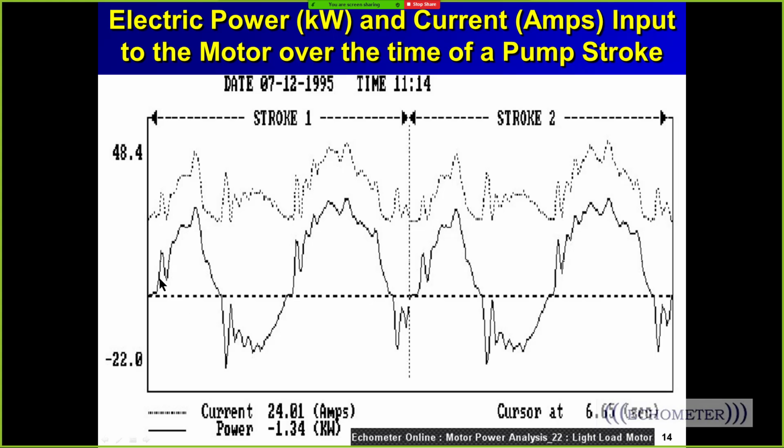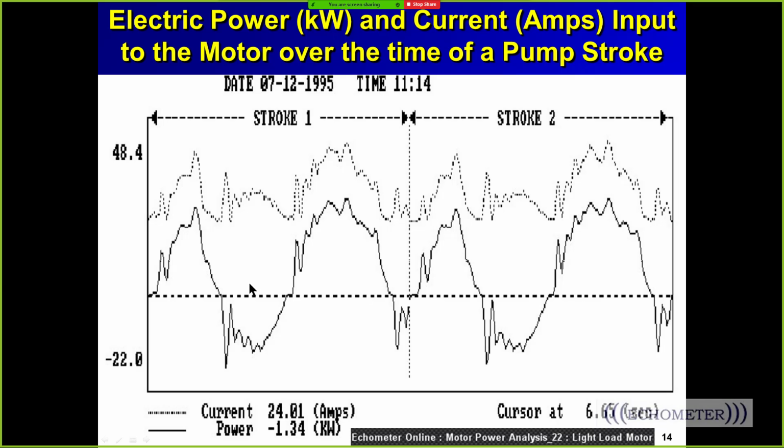I've always liked this plot because it shows a couple of things. It shows that there are two strokes, and that the power signature for both strokes is exactly the same. It's pretty wiggly. You would expect that if something varied this much from stroke to stroke, it wouldn't be the same. Well, it's the same because the pump fillage, the pump horsepower, and the speed are all the same, so the motor behaves the same. The other thing it shows is that it's electrically balanced: this peak and that peak are the same height.